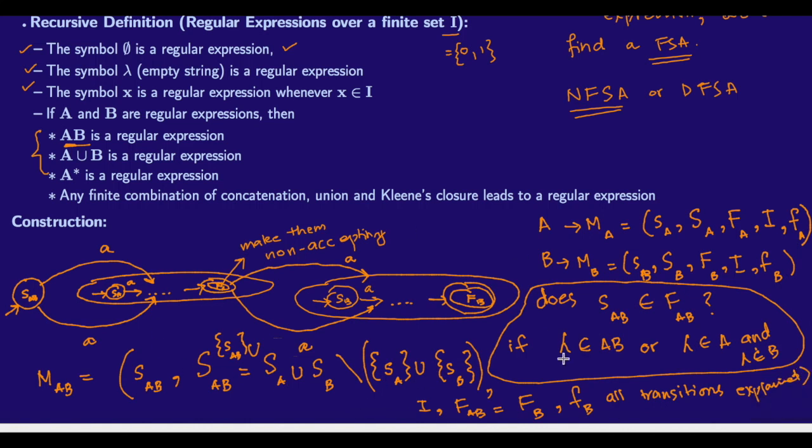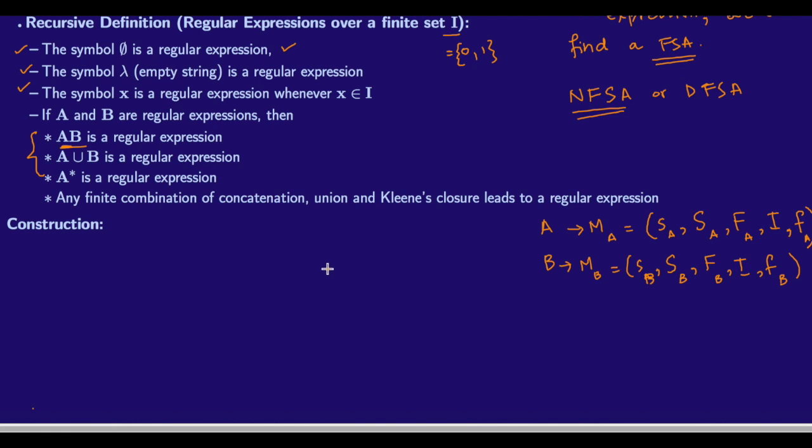Okay, so this is about the concatenation. So this is MAB. Okay. So now we talk about union. So now we are interested in a machine for A union B.